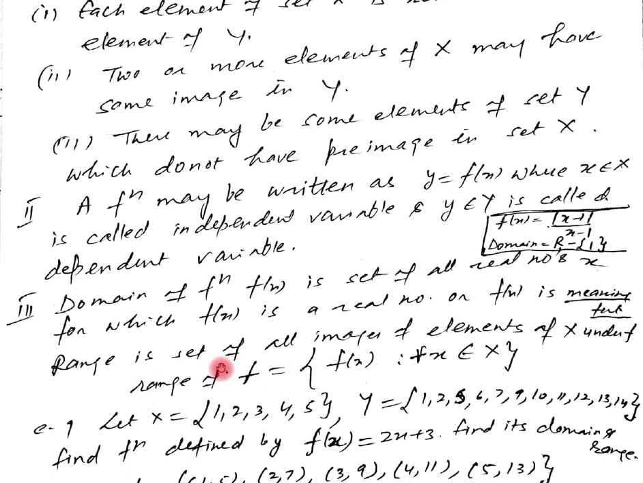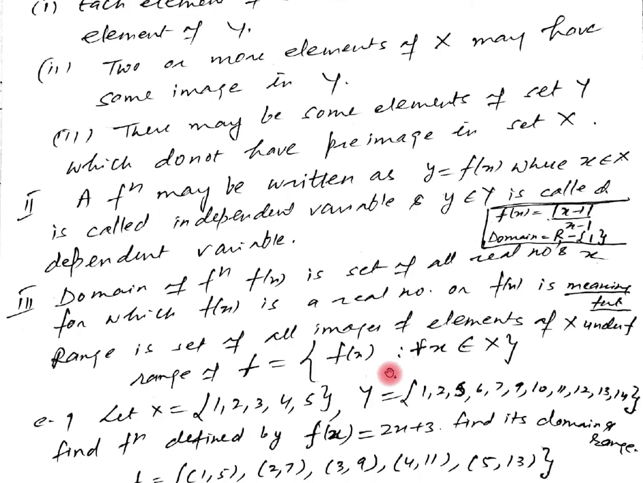And the range is the set of all the images of the elements of X under f. So the range of f equals f(x) for all x belonging to X. You are just putting the value of x in the function and getting the value of y, and the set of those values of y is known as the range of the function. It means the range of the function equals f(x) for all x belonging to X.